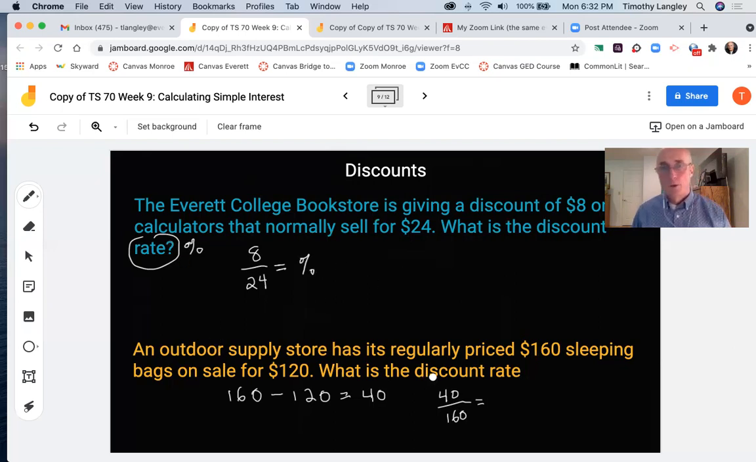An outdoor supply store has its regularly priced $160 sleeping bags on sale for $120. What is the discount rate? All right.